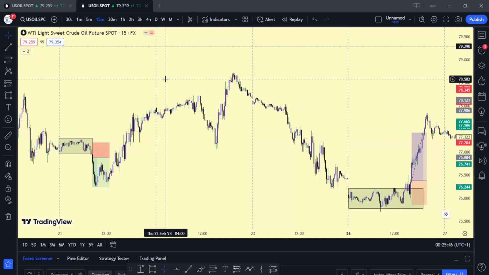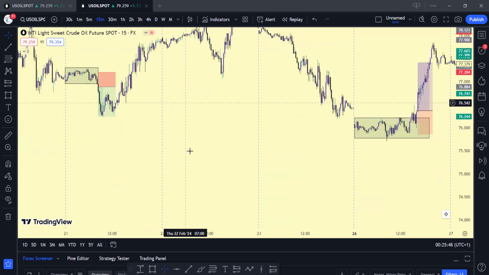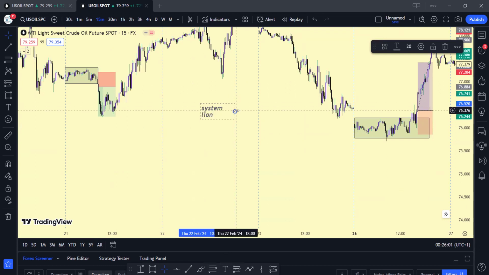Let's say on average, you're backtesting a system that has 40%. Let's call it system lion. You backtested system lion for 3 months of data, right?